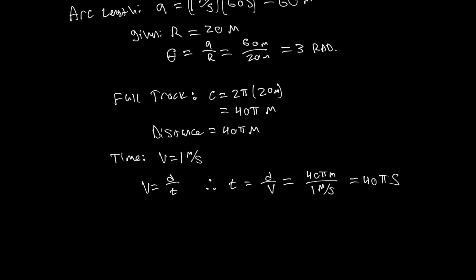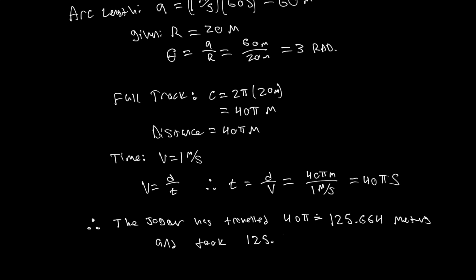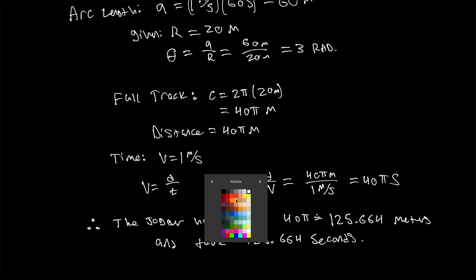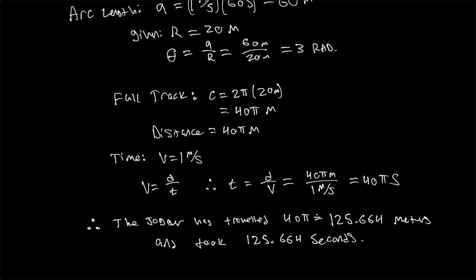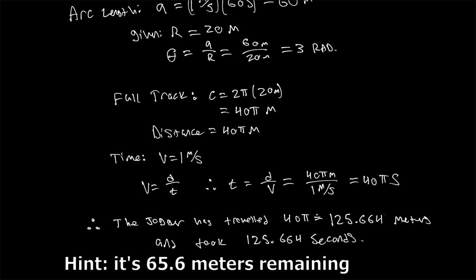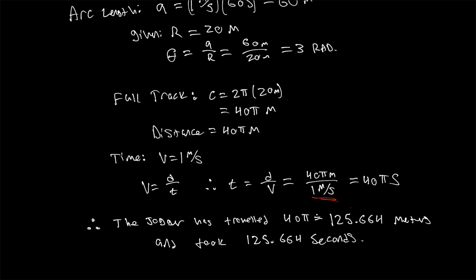So therefore, the jogger has traveled 40 pi, equal to approximately 125.664 meters, and took 125.664 seconds because essentially this is a 1-to-1 since the velocity is equal to 1 meter per second. This is a very simple example. This is also a terrible example because we didn't end up having to use radians at all. We could rewrite the question to ask how much more time or how much more distance needs to be covered to complete the track, given that they were already starting at an angle of 3 radians.